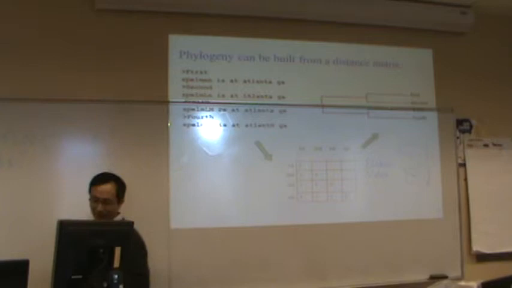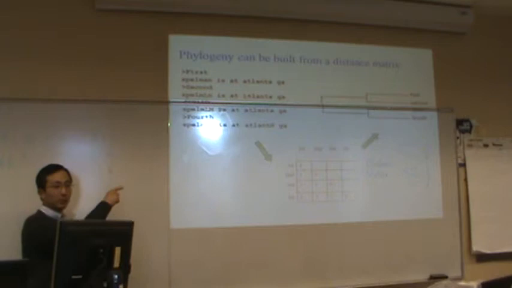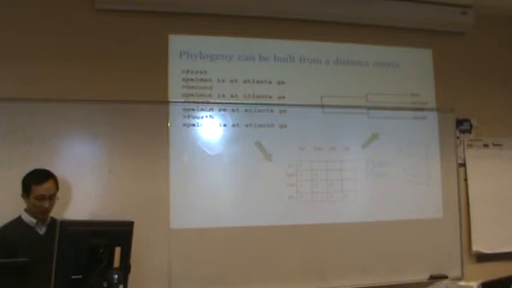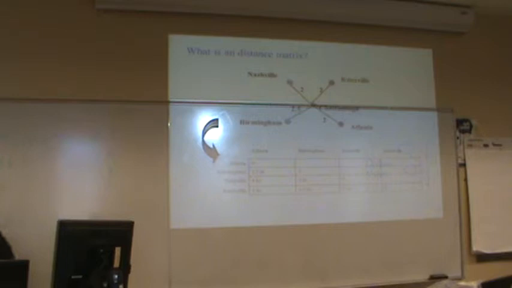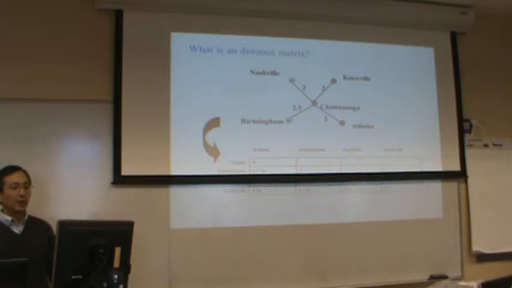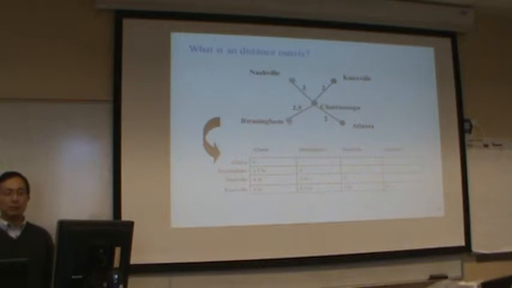But anyhow, based on the distance, we can calculate the tree. There is a computer to do this, but you can also visually tell sometimes which tree should be correct. Okay, so here's another example to explain what a distance matrix is. This is a real distance matrix. Among four cities, instead of four species, we are just using four locations: Atlanta, Birmingham, Nashville, Knoxville. Those are the numbers of hours driving from one city to another. 2 hours, 2 hours, 2 hours, 2.5 hours with Chattanooga. And then you can convert that into a distance matrix.